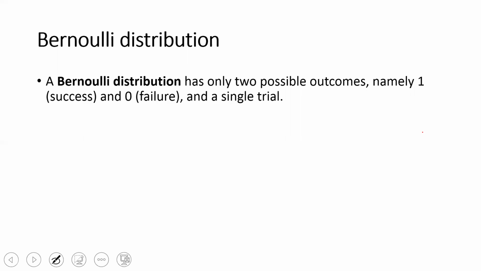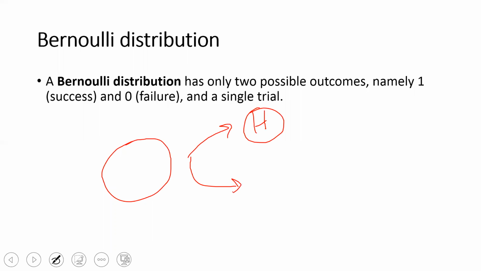have. So it has only two outcomes, that is either success or failure. Suppose I toss a coin. There are two possibilities, either heads or a tail. So what is the probability of getting a head? I can call that head is success and tail is failure.